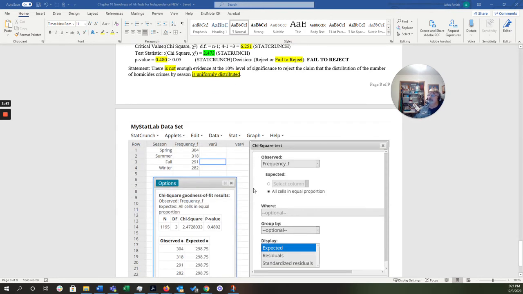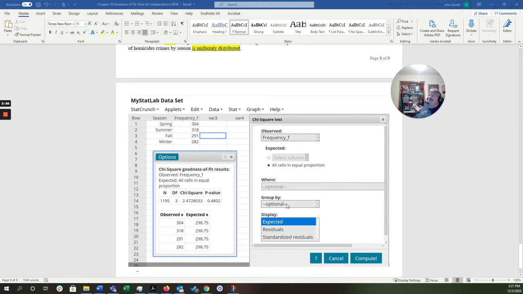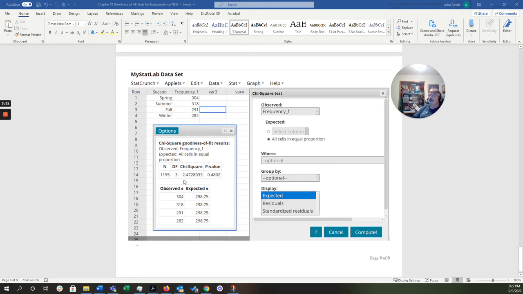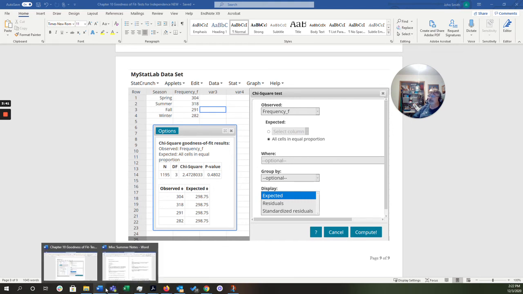Now, I'm going to go ahead and show you this, and then I'm actually going to work through the problem again. After I loaded everything into StatCrunch, and sure enough, you see 4 seasons, 4 categories, the number of homicides by each season, and when I do the goodness of fit chi-square test, I put in the frequency, but you notice what's different is all cells in equal proportion. I didn't have to go through everything to get the expected value. It's much easier in this type of problem. And I ended up with a 2.473 rounded chi-square, and a p-value of 0.482. So quickly, we're going to move to the problem itself, I hope.